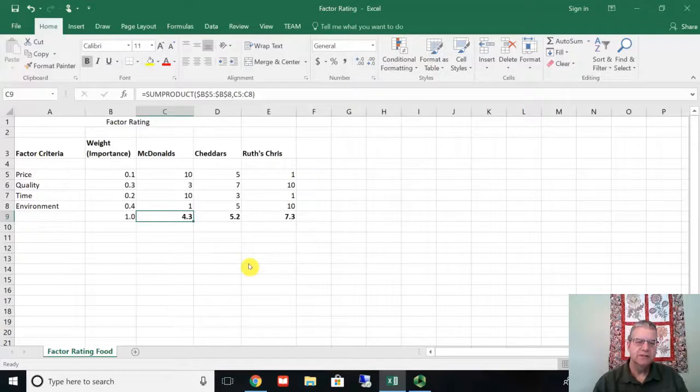Hope that makes sense. We definitely want to do it in Excel so that as things change, we can sort of play with the numbers really quickly without it taking a whole lot of effort.